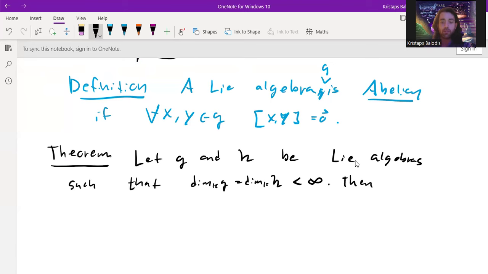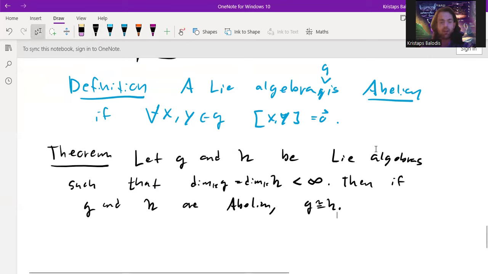Then, if G and H are abelian, G is isomorphic to H, right? So basically, there's one way to make an abelian Lie algebra out of each vector space, right? Which intuitively is pretty clear, right? Because you have this one overpowering definition of what that bracket does.